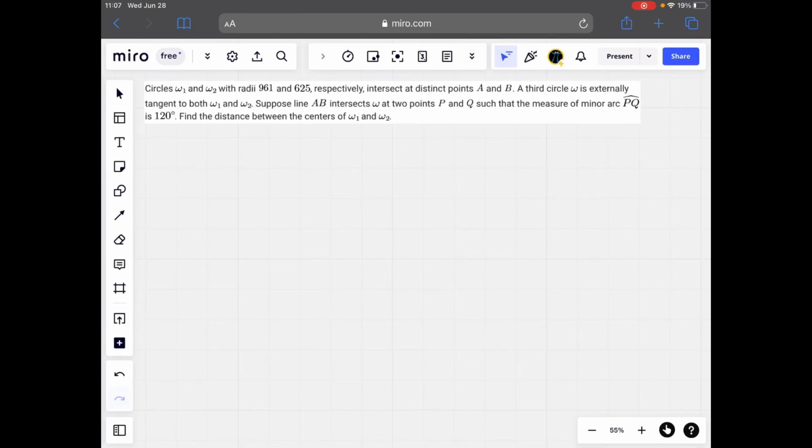Circles W1 and W2 with radii 961 and 625 respectively intersect at points A and B. A third circle W is externally tangent to both W1 and W2. Suppose line AB intersects W at 2 points P and Q, such that minor arc PQ is 120 degrees. Find the distance between the centers of W1 and W2.